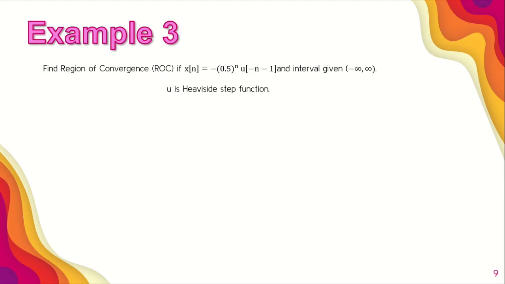For example 3, we have to find the ROC if x(n) is a signal equal to negative 0.5 to the power of n times u(negative n minus 1), and the interval given is from negative infinity to infinity. u is the Heaviside step function.